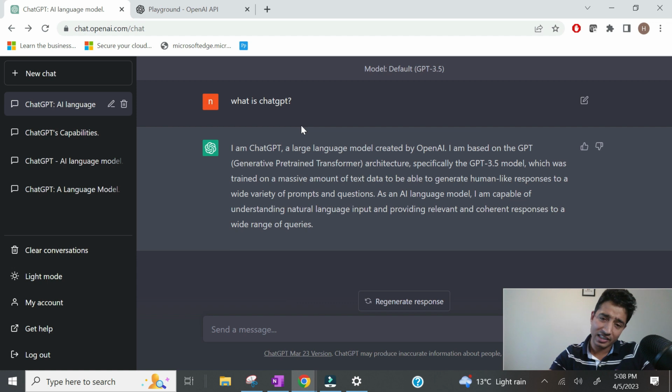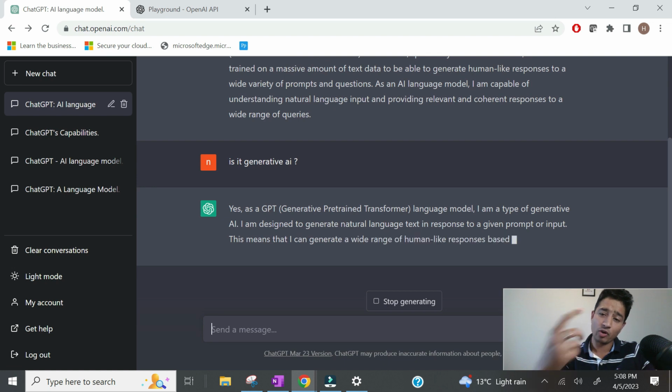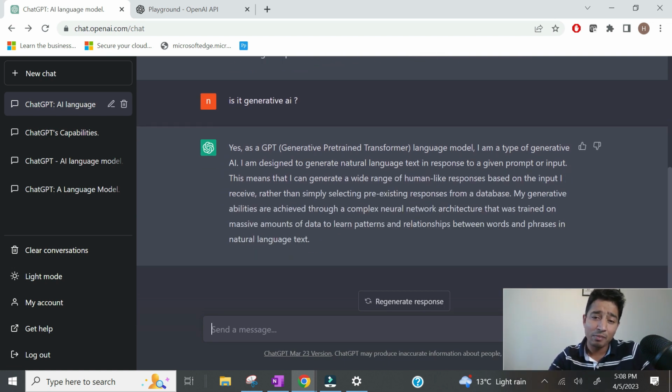So the first thing is very clear, that we are giving it a prompt or a question, and it is answering it. And let me see one thing. If I ask one more question, is it generative AI? Yes, a ChatGPT model. I'm a type of generative AI. I'm designed to generate natural language text in response to the given prompt, right? Okay, one thing is clear again, that it's a generative AI model. So let's go 10,000 feet above, and let's see where generative AI fits in the whole AI ecosystem, right?